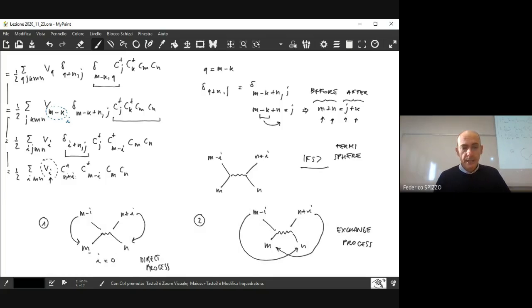If you remember, when we discussed the Hartree-Fock exchange term, we also had a discussion concerning the spin of the electrons. In the case of the direct process, level M after the interaction is again equal to level M. So at this point, irrespective of the spin state of electron M, this is exactly equal to the final state. So for sure, irrespective of the level M, the spin state of the final state corresponding to level M will be exactly equal to level M.